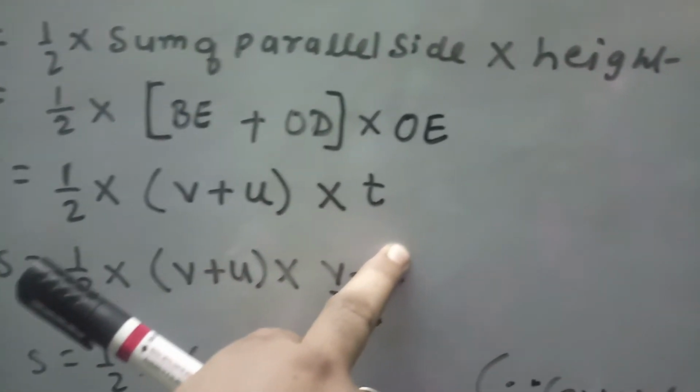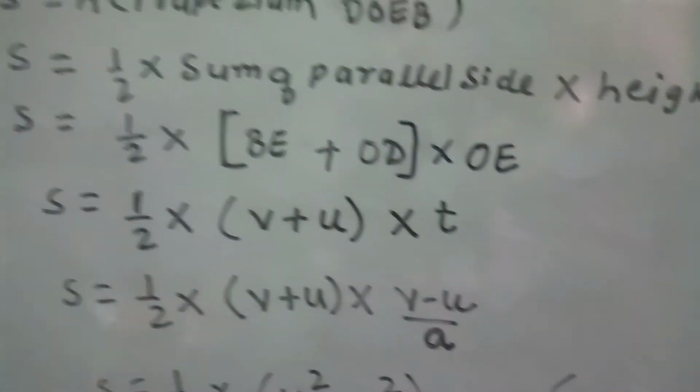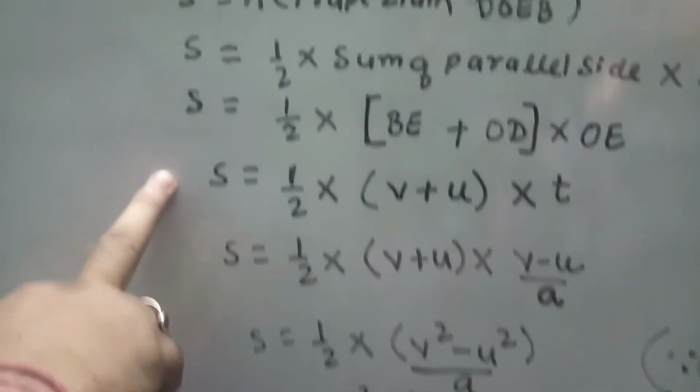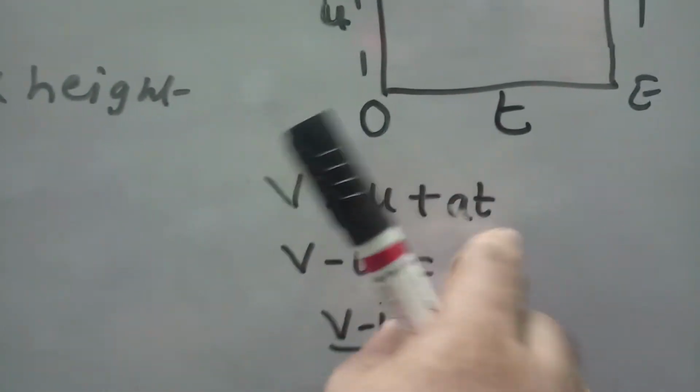So that means we don't require T. So we have to replace it. Obviously we will be replacing. So replacing that, we have to go back and see the first equation. What was the first equation? The first equation was V equals U plus AT.